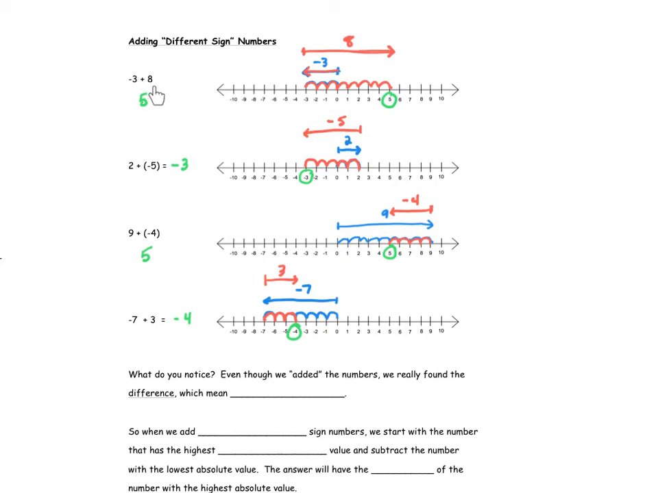This has the highest absolute value, 8, and it's positive. My answer is positive. -5 has the highest absolute value, and it's a negative number, and my answer is negative. 9 has the highest absolute value, and it's positive, and my answer is positive. -7 has the highest absolute value, but the initial number is negative, and my answer is negative. So I think we are subtracting, but we're keeping the sign of the number that has the highest absolute value. So let's write that down.